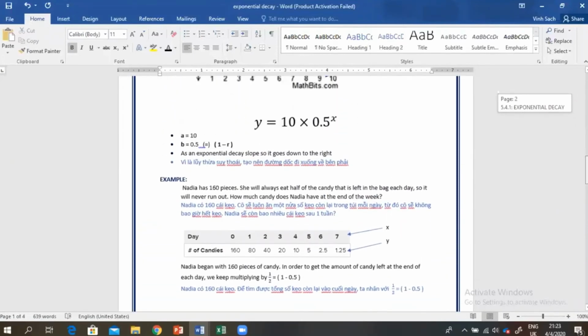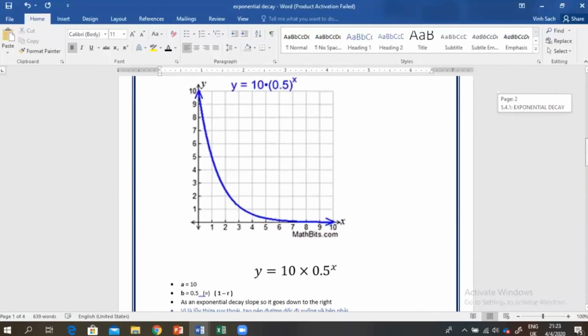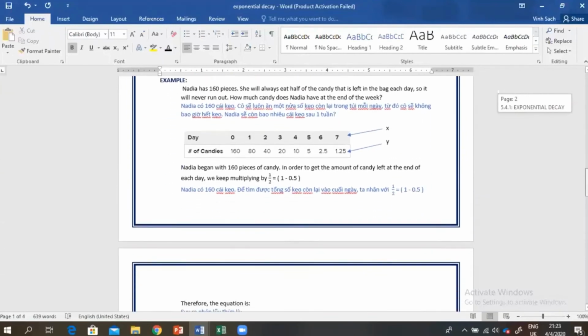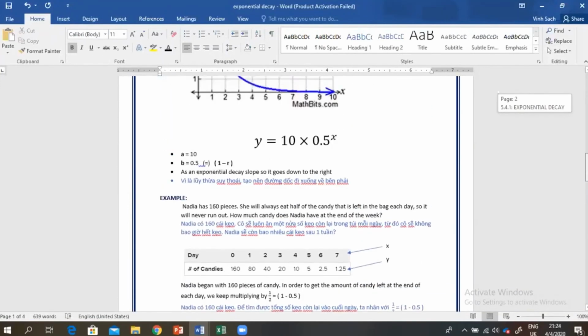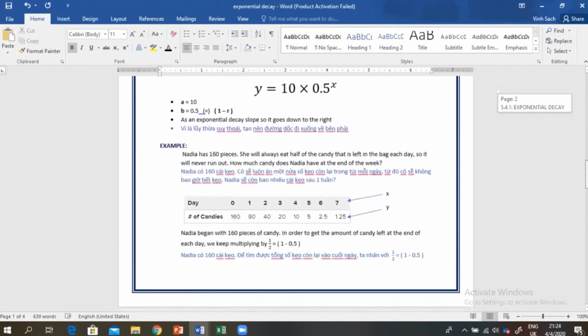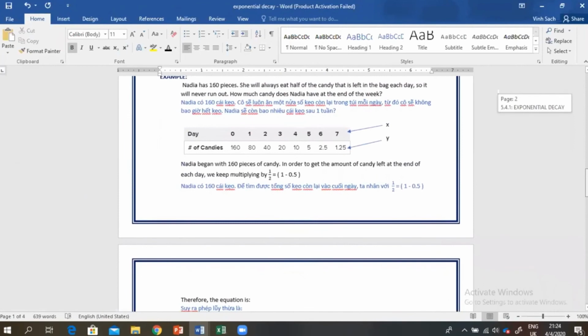This is a graph showing exponential decay. And also there are some examples. The graph here shows y equals 10 times 0.5 to the power of x. And as it is an exponential decay, the slope goes down to the right.